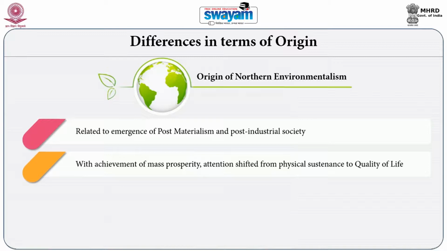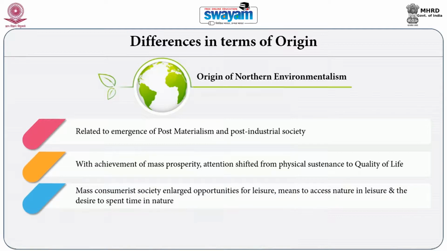So with the achievement of mass prosperity, attention gradually shifted from physical sustenance to quality of life issues in the developed world. Now that these developed, industrial societies have achieved substantial progress and substantial economic growth, the major concern for these societies is not sustenance, is not livelihood. The issue for them now is quality of life, and environmental movements emerge in these societies in this context, for a better quality of life.